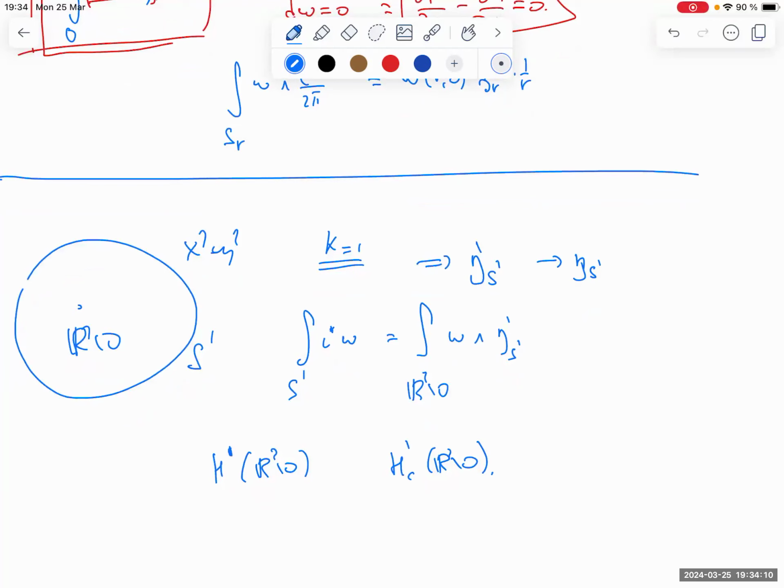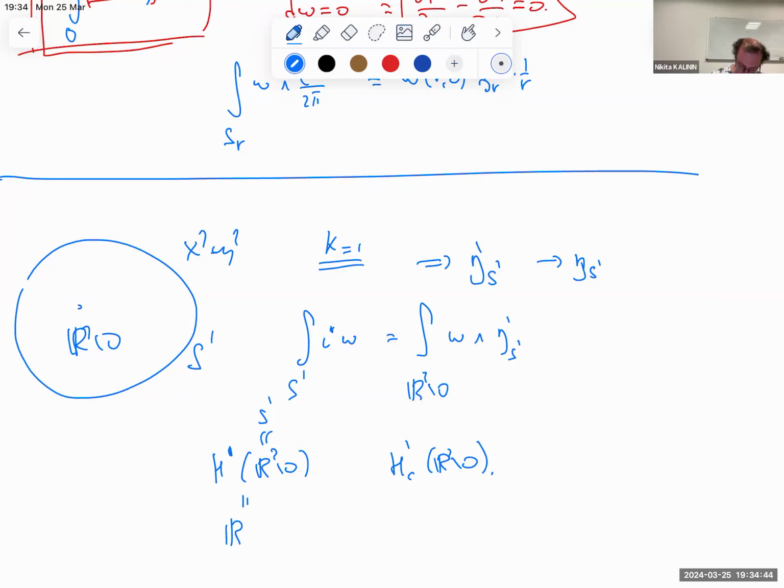What are these? First is R. Yeah. Why? Because R2 without 0 is homotopy equivalent to S1. Yeah. Okay. So isn't then the generator a one form such that the integral over S1 is 1? Yeah.